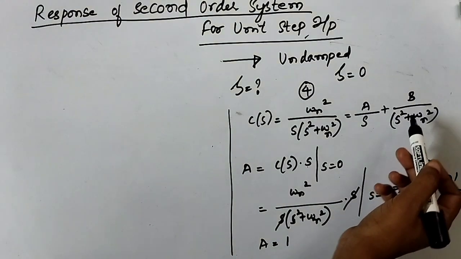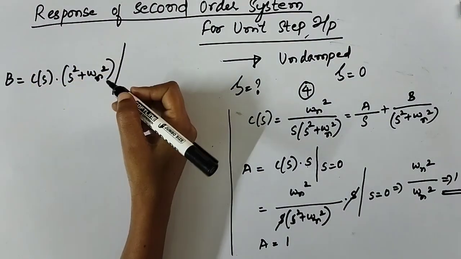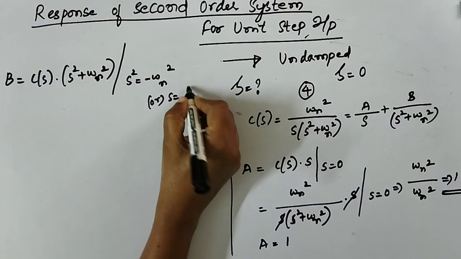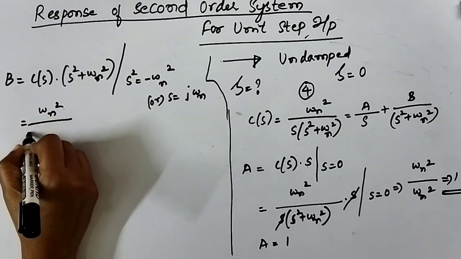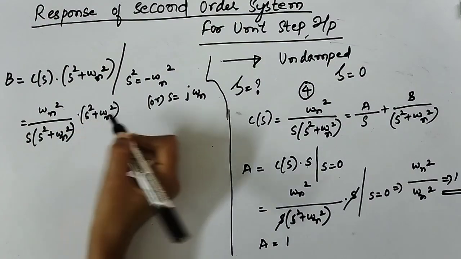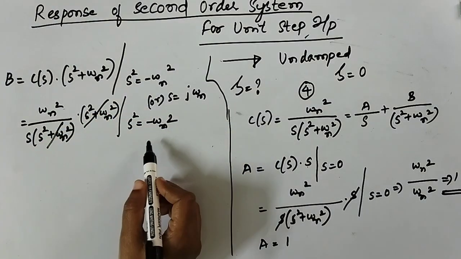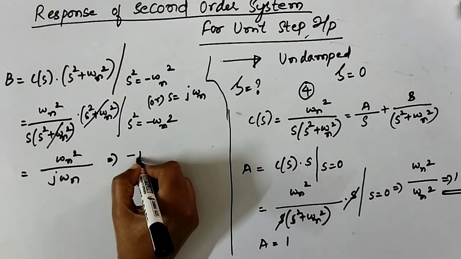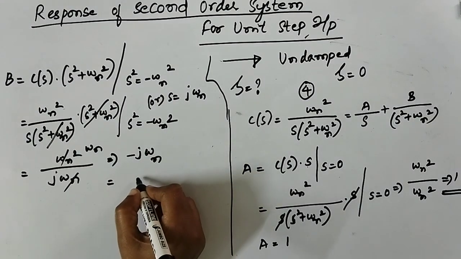Now I will find out the coefficient B. C(s) into (s^2 + omega_n^2), and letting s^2 equal to minus omega_n^2, or s equal to j omega_n. Here C(s) is omega_n^2 / (s (s^2 + omega_n^2)) into this one (s^2 + omega_n^2) for the condition s^2 equal to minus omega_n^2. Just this got cancelled, and s is nothing but here j omega_n, left with, now here 1 by j, there is minus j, left with omega_n, that is minus j omega_n, that is nothing but minus s.